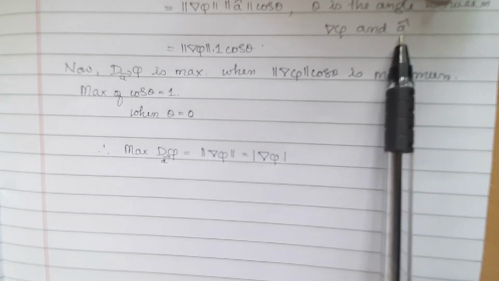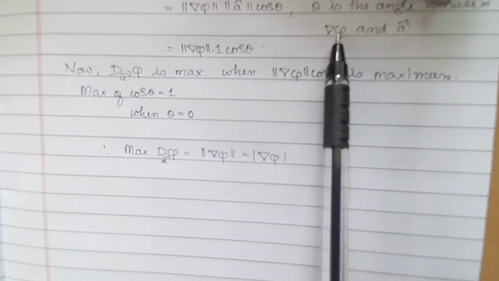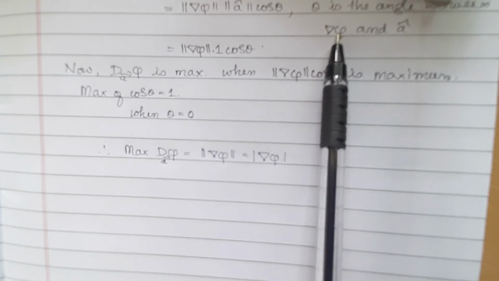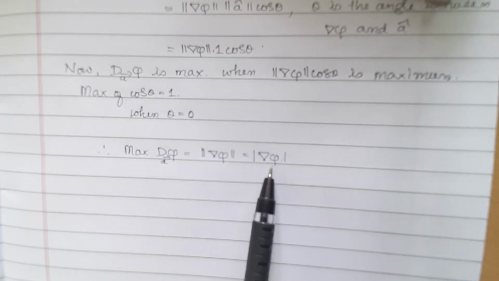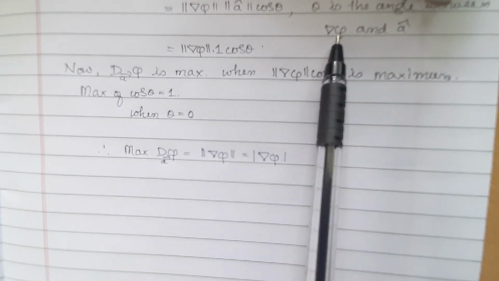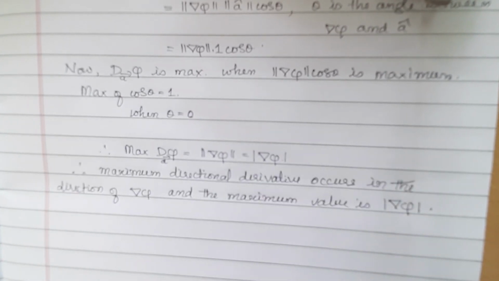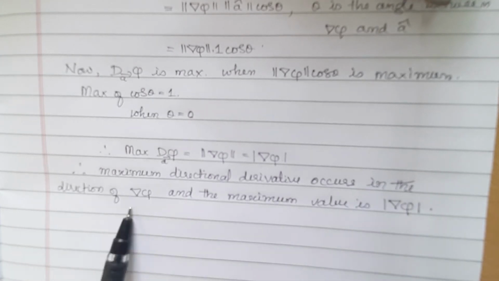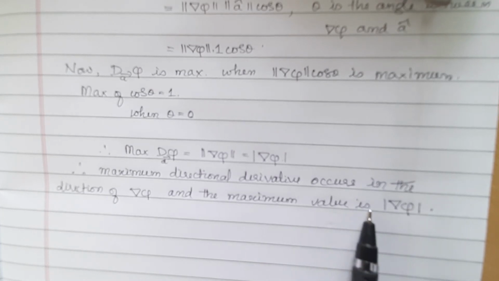That means the direction in which I am taking the directional derivative must be the same as del phi. Therefore, the maximum value of the directional derivative is modulus of del phi, and it occurs in the direction of del phi. Therefore, the maximum directional derivative occurs in the direction of del phi, and the maximum value of the directional derivative is modulus of del phi, or the magnitude of del phi.